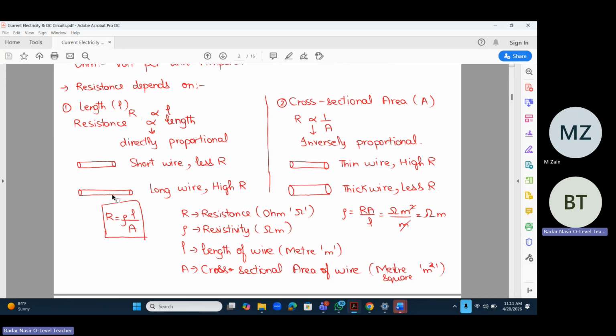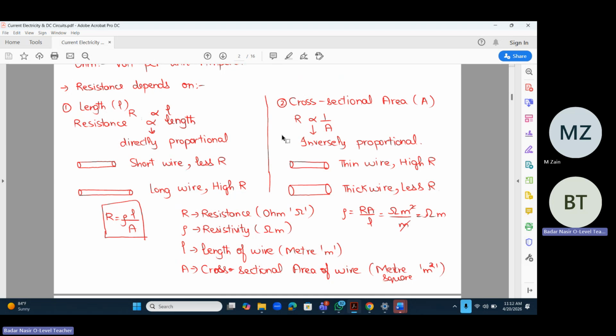ठीक है, लेंथ से क्या रिलेशन होता है रेजिस्टेंस का? So resistance is directly proportional to length and resistance is inversely proportional to the cross-sectional area. So thicker the wire, smaller the resistance, thinner wire has greater resistance. Shorter wire has less resistance and longer wire has more resistance.